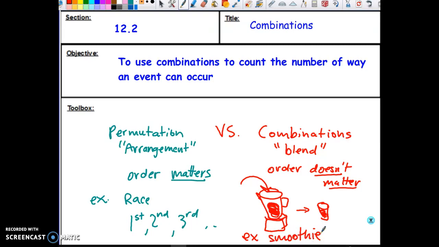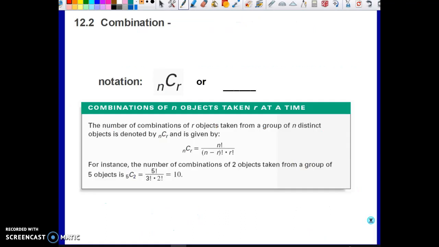Or another example that's not food related might be you have a committee, but everybody on the committee has equal standing, so it doesn't matter what order you pick people. It's sort of like when you pick a basketball team. If you're picking a basketball team, the order doesn't matter. Everybody's still on the same team. Nobody has a different rank. Okay? Even the captain still is just a player on the team.